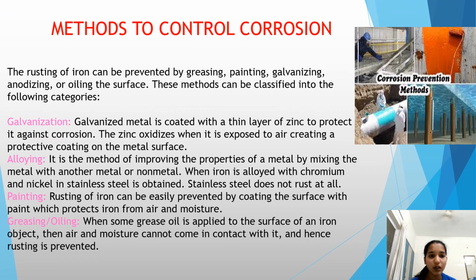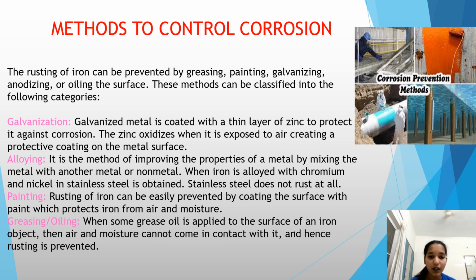Methods to control corrosion. The rusting of iron can be prevented by greasing, painting, galvanizing, anodizing, or oiling the surface. These methods can be classified into the following categories. Galvanization. Galvanized metal is coated with a thin layer of zinc to protect it against corrosion. The zinc oxidizes when it is exposed to air, creating a protective coating on the metal surface.